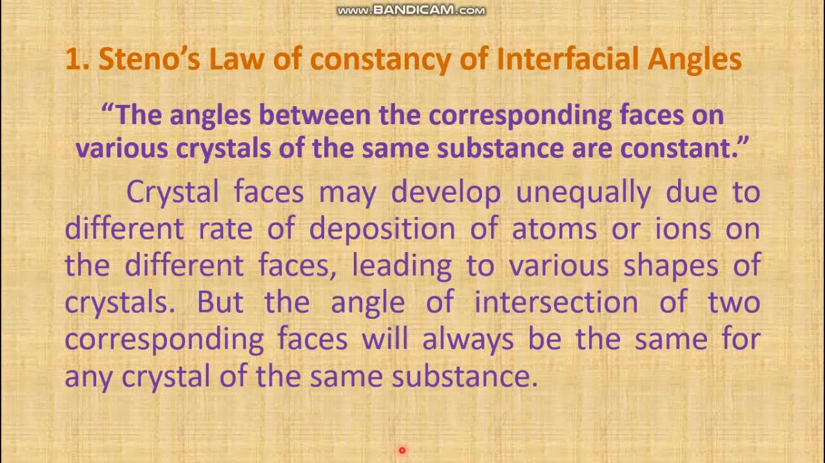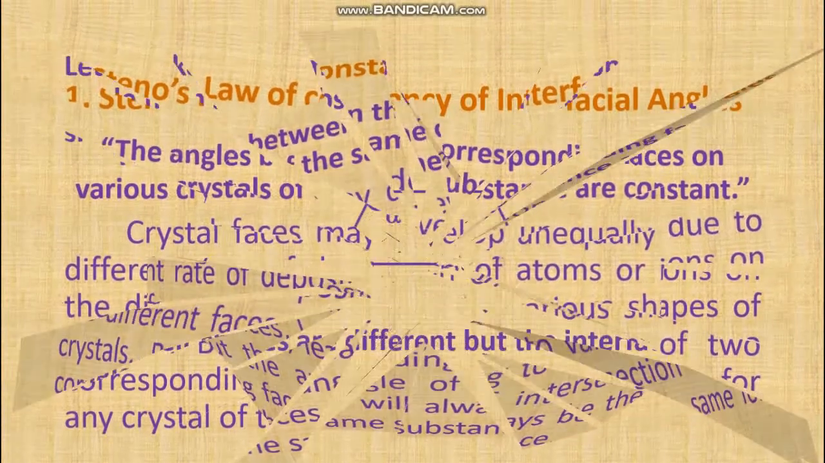It means that the crystal faces may develop unequally due to different rates of deposition of atoms or ions on the different faces, leading to various shapes of crystals. But the angle of intersection of two corresponding faces will always be the same for any crystal of the same substance. That means when the crystal faces intersect with each other, an angle is formed, and that angle should be constant, whatever be the external shape. Okay, let's elaborate with the diagram.